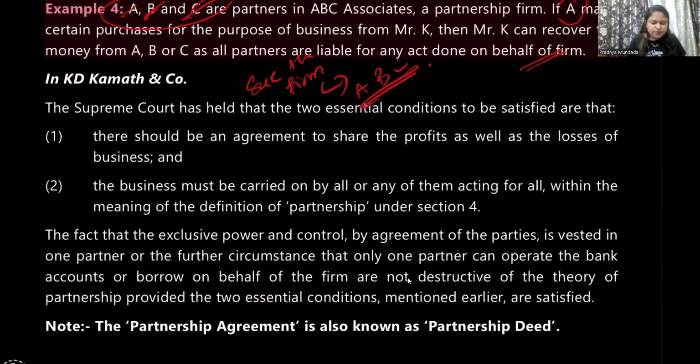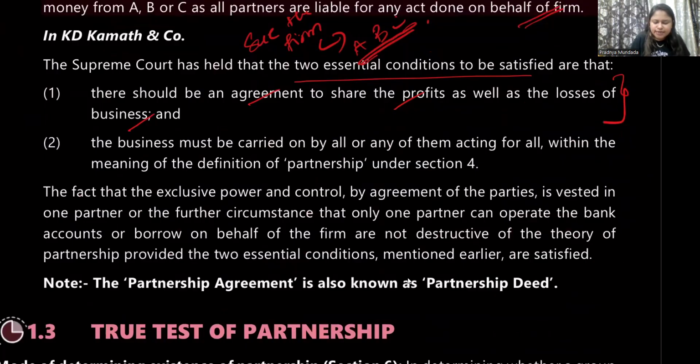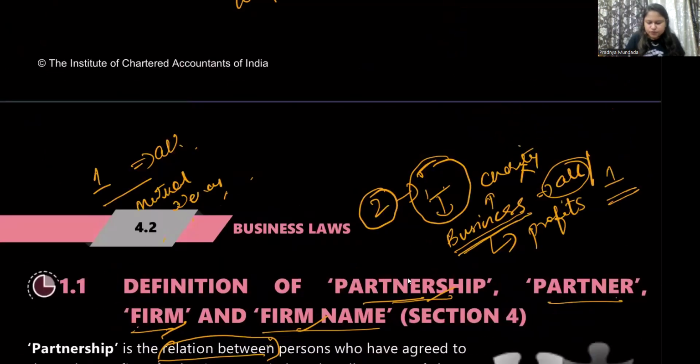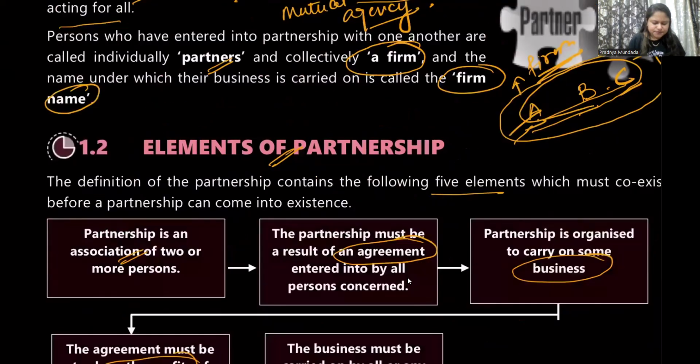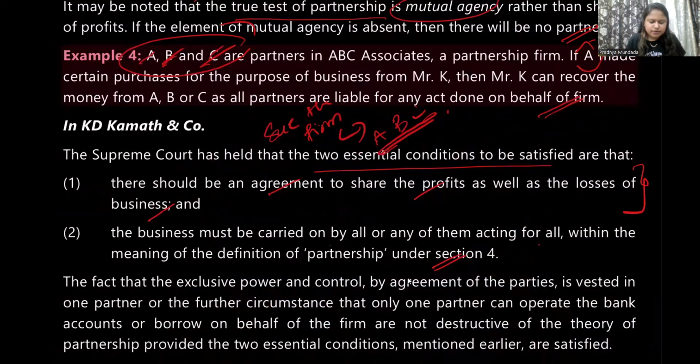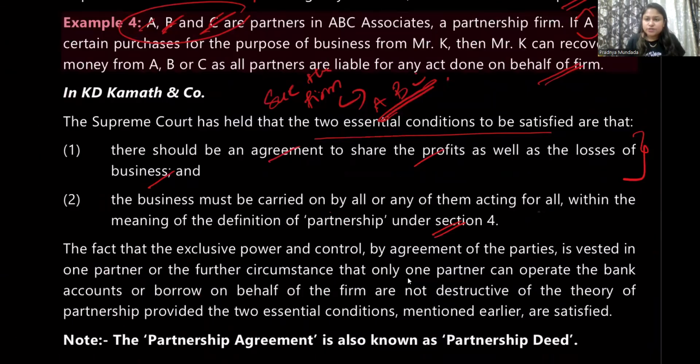Then the simple case study here, just for a quick reference. In KD Kamath and Company, the Supreme Court has held that two essential conditions to be satisfied are that there should be an agreement to share the profit as well as losses of the business. This you already know. And the business must be carried on by all or any one of them acting for all within the meaning of the definition of partnership under section 4. If you look at the beginning, the partnership definition is as per section 4. So does this case study say something else or do you already know? It is telling you need to have an agreement to share profits of the business carried on. It should be carried on by all or any one of them acting for all.